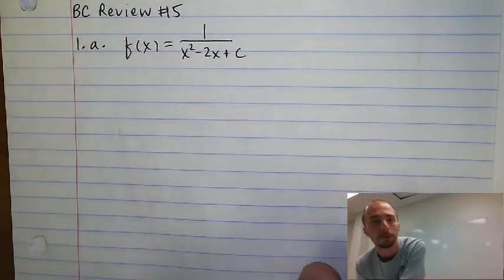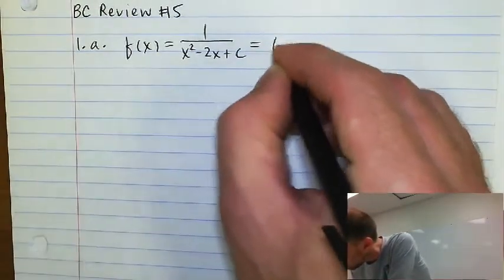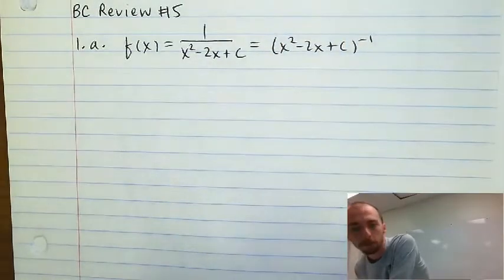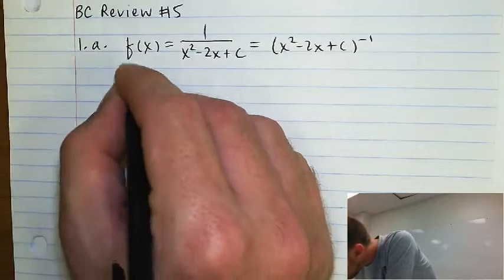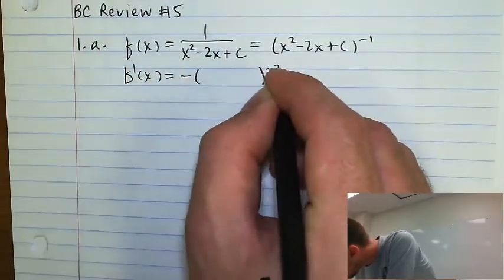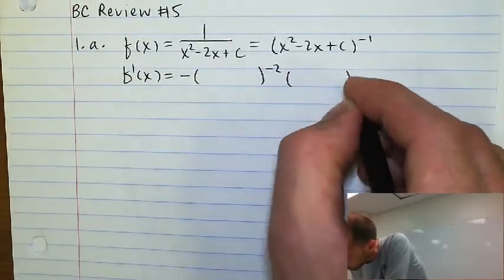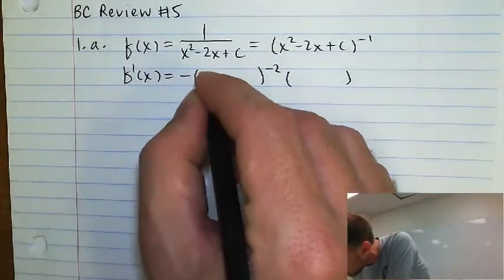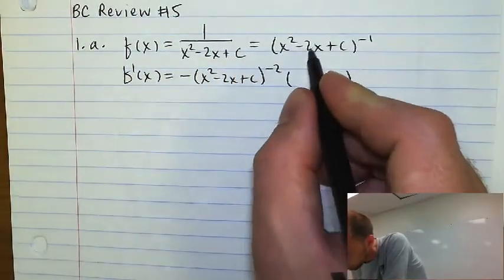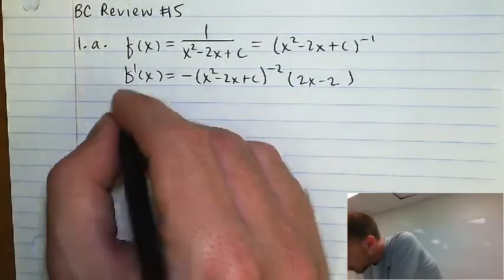So I need f prime of 0 equals 6. And in order to find f prime of x, I'm going to rewrite this as x squared minus 2x plus c to the negative first power. Okay, so f prime of x is going to be the negative of that thing to the negative 2. I'm going to use the power rule, and then the chain rule, I'm going to multiply by the derivative of the inside. So x squared minus 2x plus c to the negative 2 power times the derivative of x squared minus 2x plus c, which is going to be 2x minus 2.